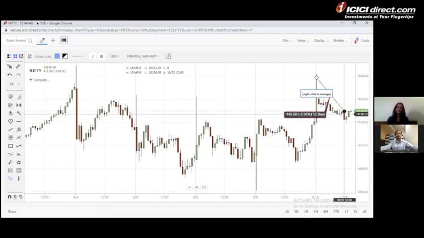If you look at the 15-minute chart, you see this red candle has been facing stiff resistance at the trend line. So this is how you can spot the resistance also.